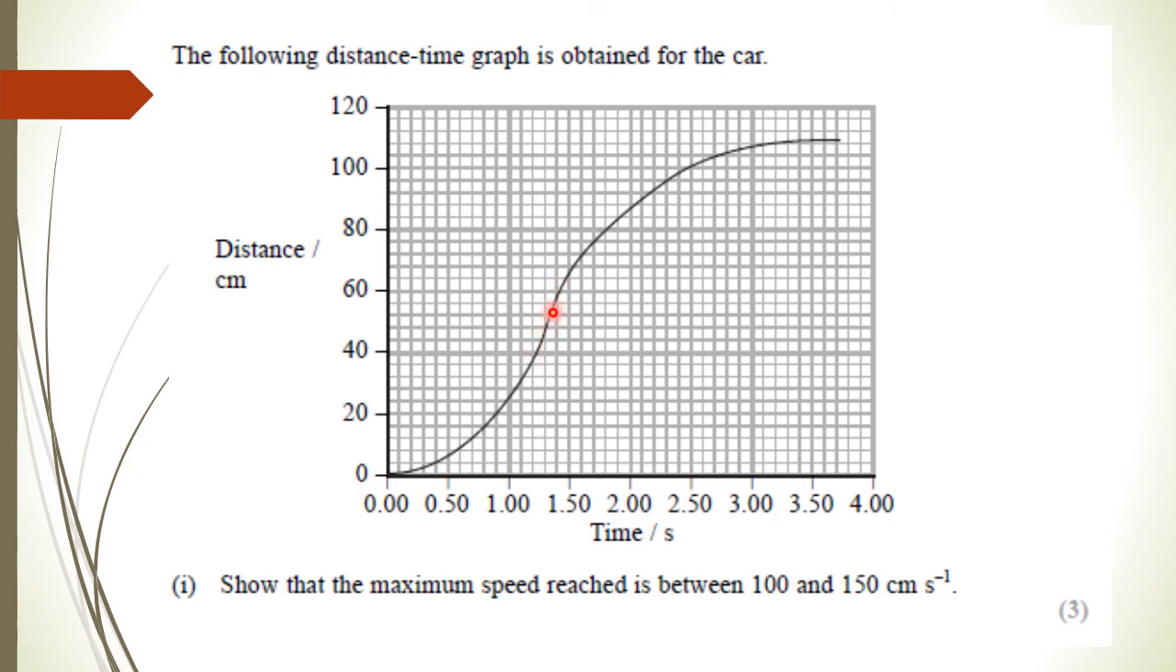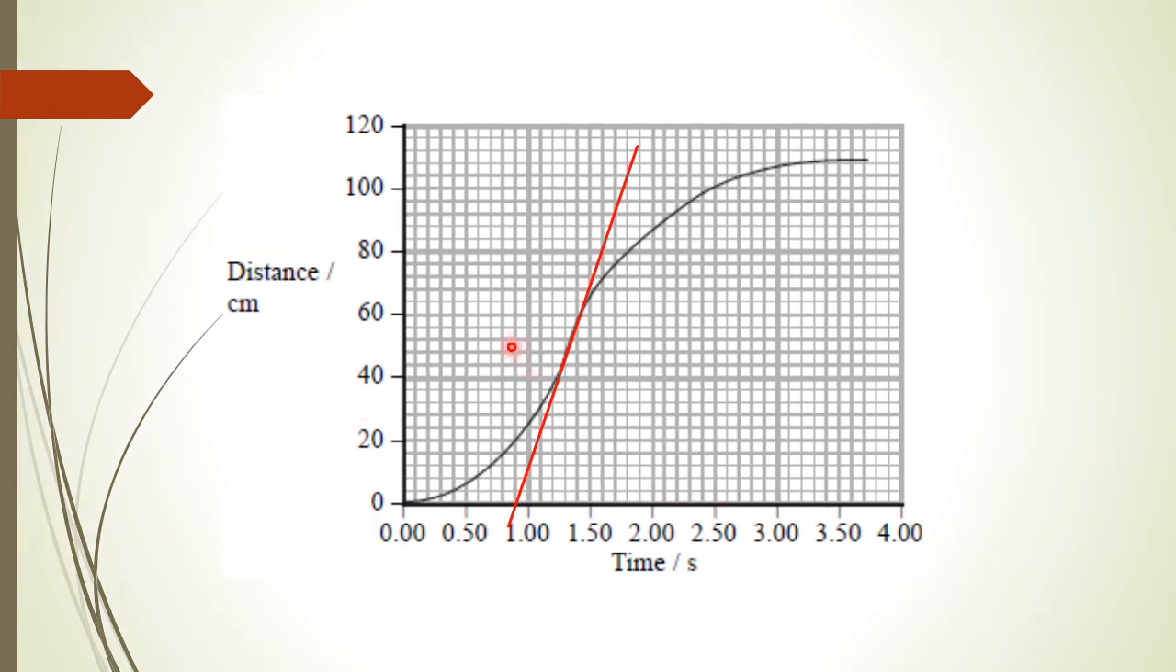But it's a curved graph. For a curved graph, how can we find the gradient? We have to draw a tangent at this maximum position. Let's see. So this is how you have to draw a tangent. You can draw a straight line at that point and find two points from it, like y2, y1 and x1, x2.